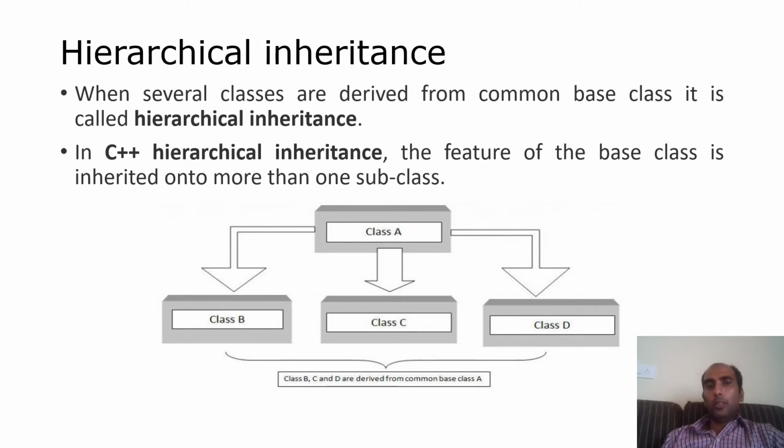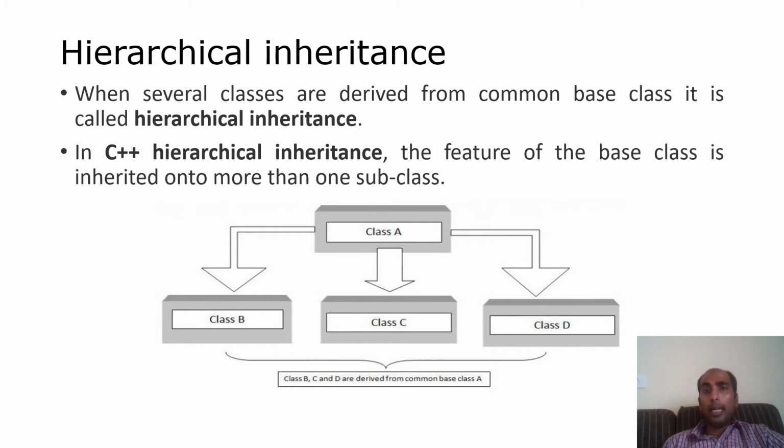Hierarchical inheritance. When several classes are derived from a common base class, it is just the reverse of multiple inheritance. In multiple inheritance, what did you do? More than one base class and one derived class. But in hierarchical inheritance, there is one base class and multiple derived classes, like a father has three sons. So all three sons are acquiring the property of the father. So when several classes are derived from a common base class, it is called hierarchical inheritance.